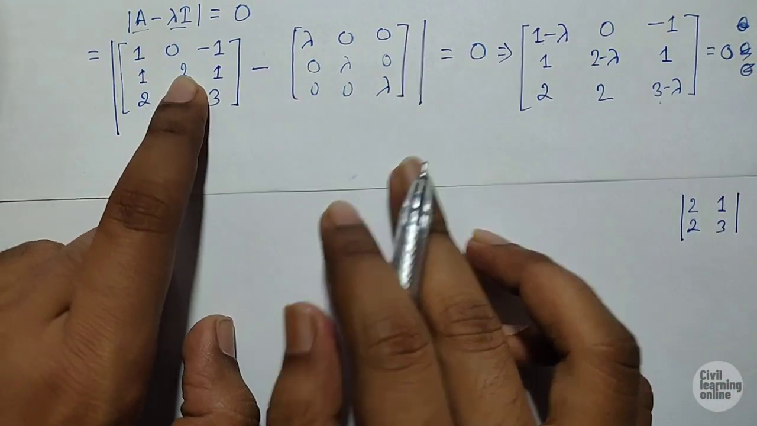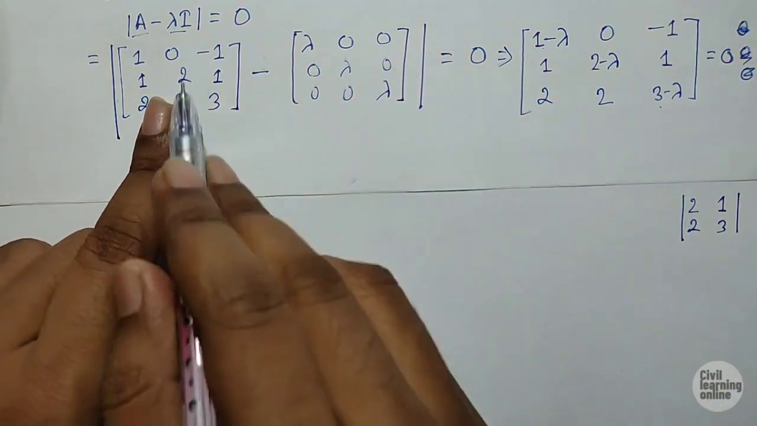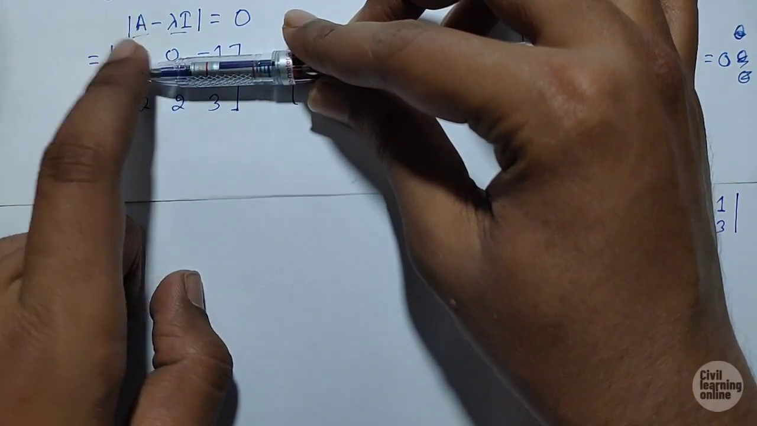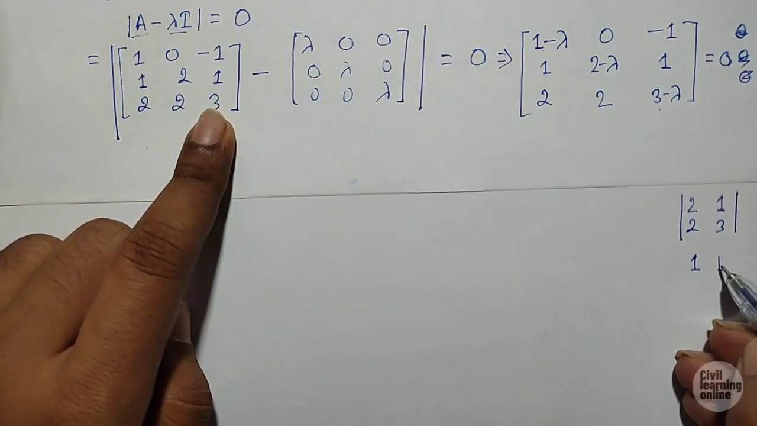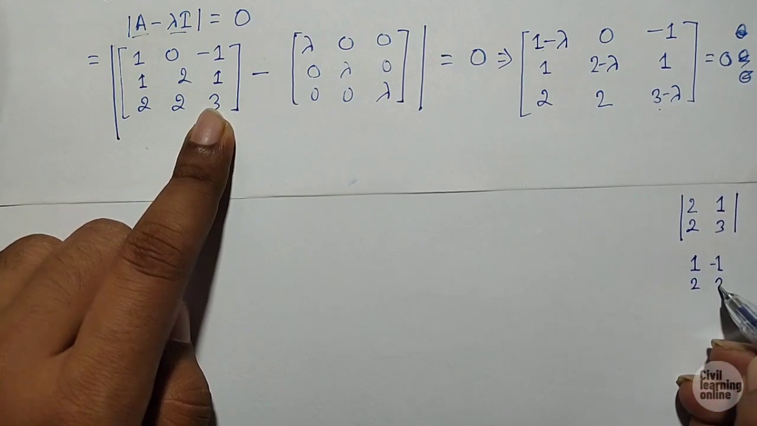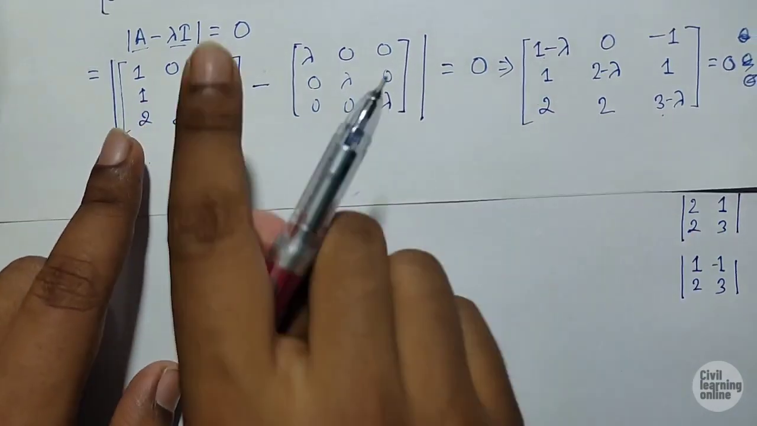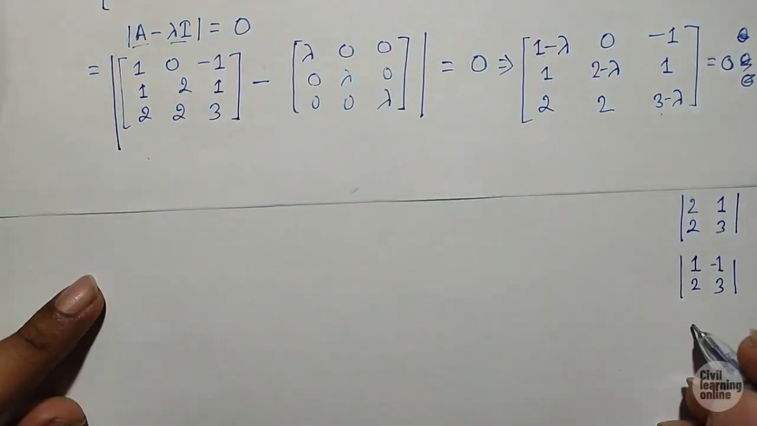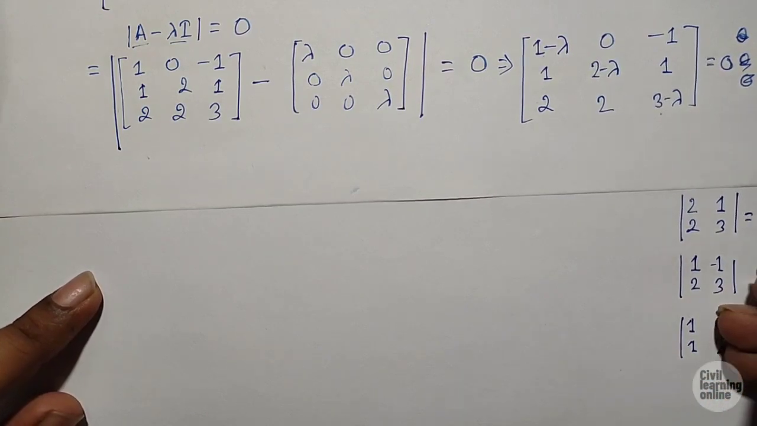Similarly, the minor of this diagonal element 2 is going to be, cover this and this, then 1, 1, 2, 3. Write it here, 1, minus 1, 2, and 3. Similarly, the minor of this 3 is going to be, cover this and these two, then 1, 1, 0, 2.